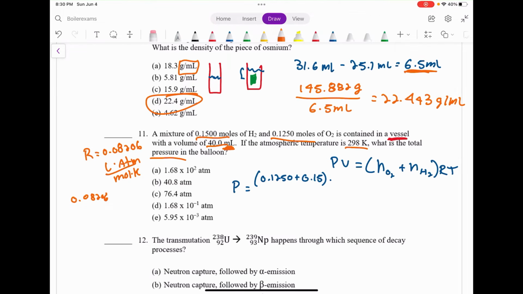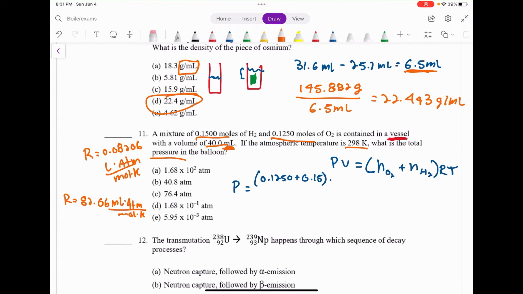This is in liters, and in 1 liter there are 1,000 milliliters. So you can just multiply it by 1,000, and then you get R equals 82.06, and the units of that are milliliters times atmospheres, and then mole Kelvin on the bottom. You're going to have to forgive me for what I just wrote. Okay, there's our R constant, which now is in the right units.